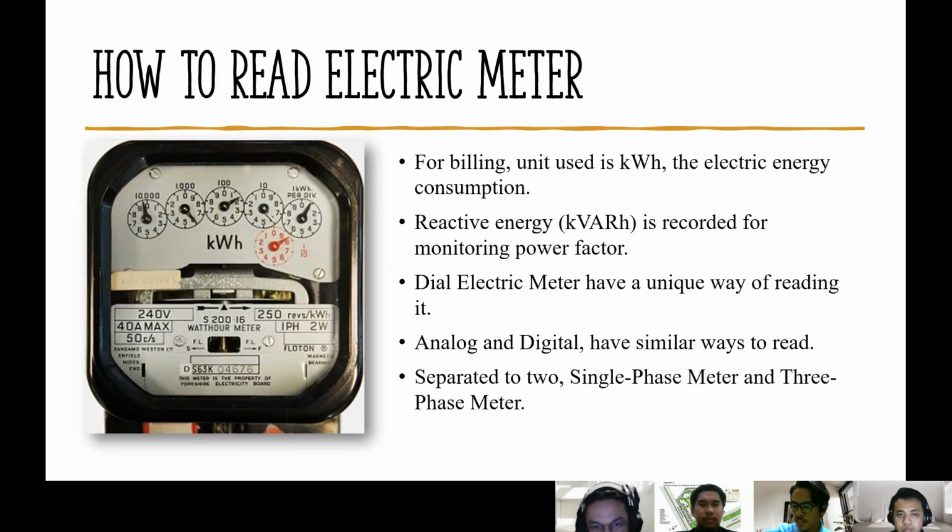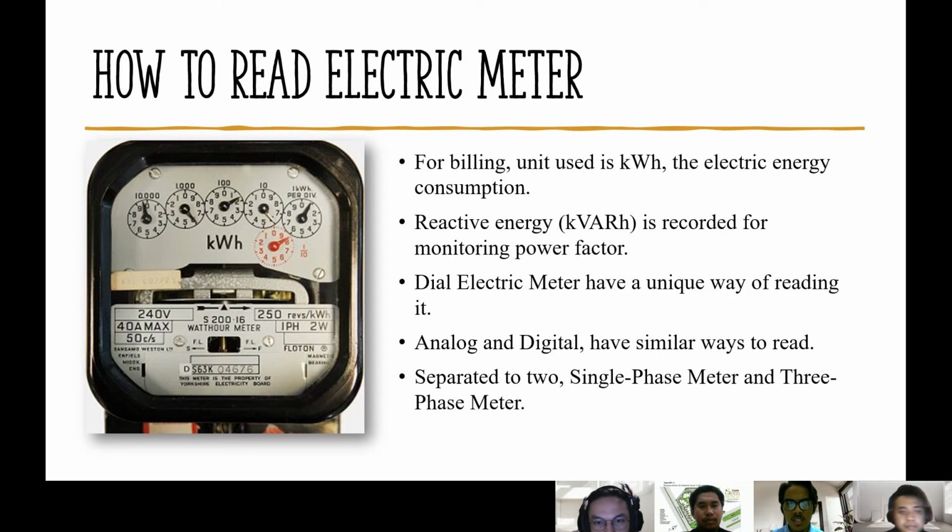So, as my colleague has explained the types and the connection, and also the introduction, I will explain how to read the electric meter. Generally, the units that are vital when we are reading the meter are the electrical energy, which is in kilowatt hour, kWh. But there are also meters that can read the reactive energy and the maximum demand. The reactive energy is in units of kVARh.